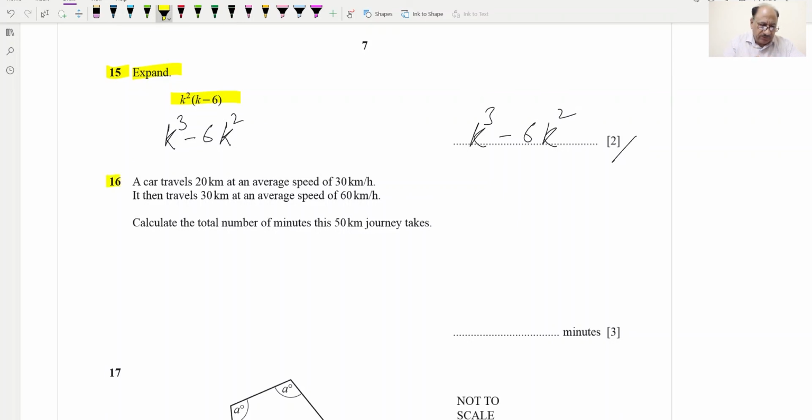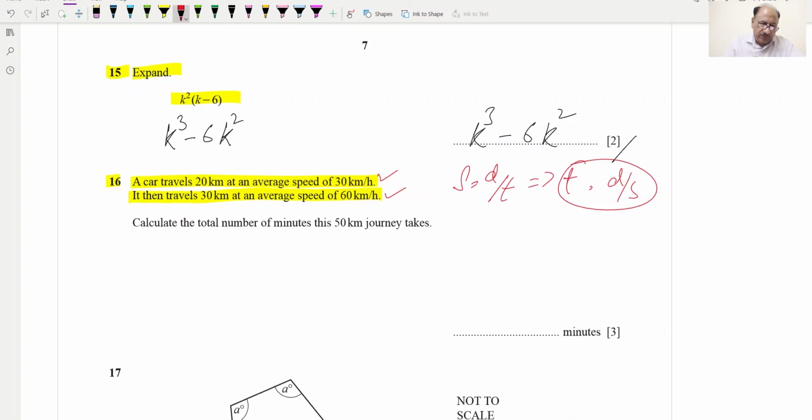Now question number 16, a car travels 20 kilometer at an average speed of 30 kilometer per hour. It then travels 30 kilometer at an average speed of 60 kilometers per hour. So these are two parts. First part of the journey is this one, second part of the journey is this one, and we know that speed is equal to distance over time, and this implies time will be equal to distance over speed. So we'll be using this relation.